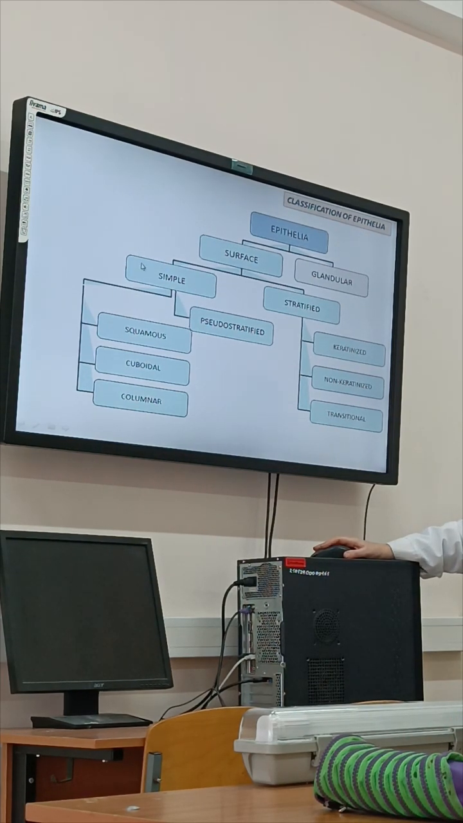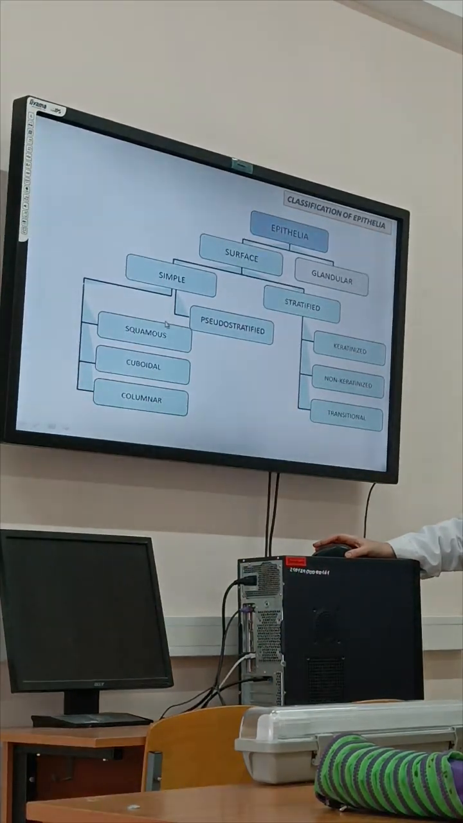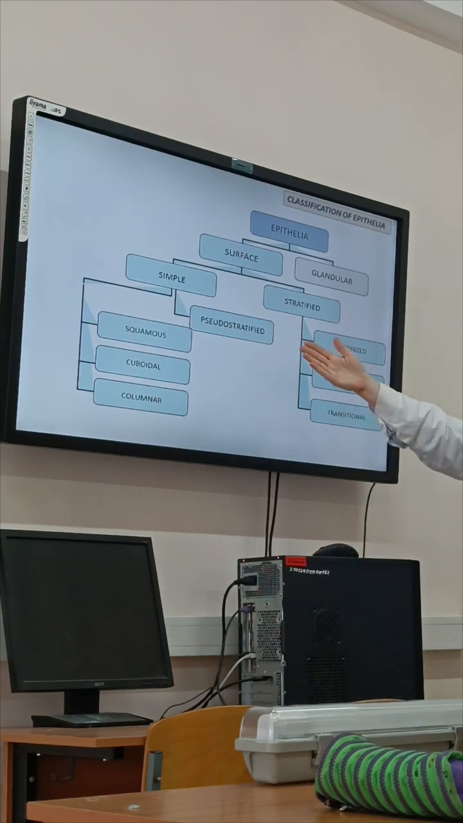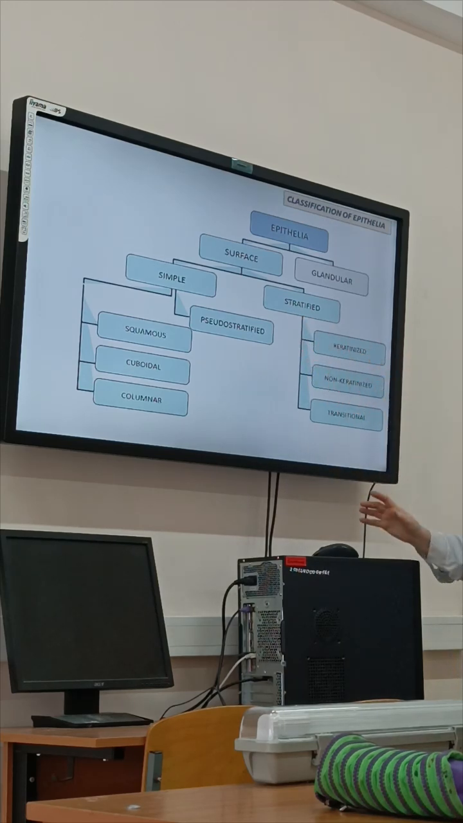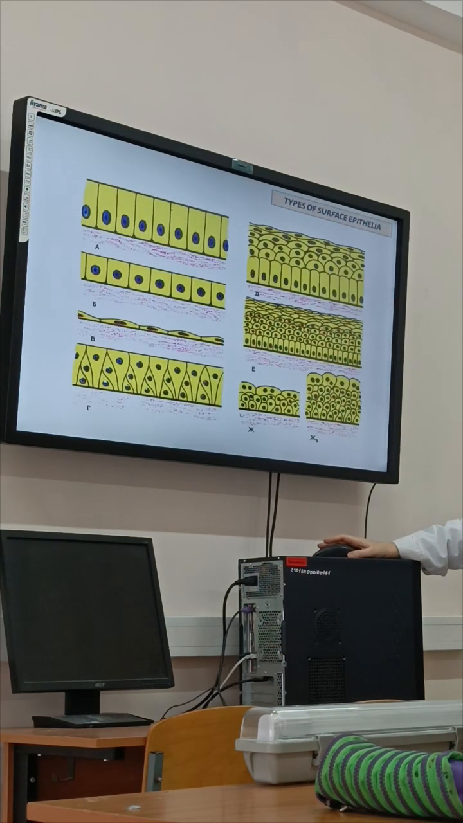So, simple epithelium, after that we classify according to the shape of the cell. If all cells are flattened, such epithelium is squamous. If all cells have cuboidal shape, such epithelium will be cuboidal. If all cells have columnar shape, such epithelium will be columnar. And one more epithelium among simple: pseudostratified. About this a bit later. We read it in the last lecture.